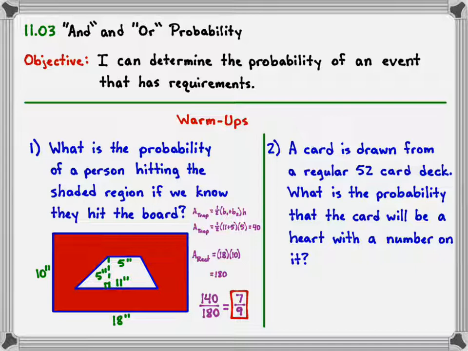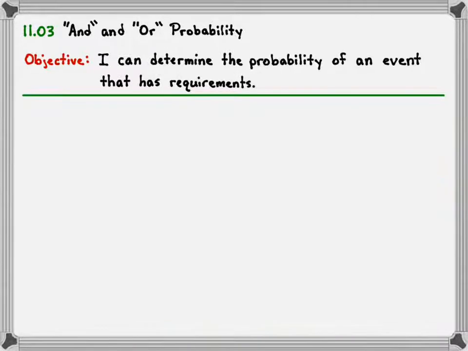It's an A. So if I was going to list out my event space, I would include 2, 3, 4, 5, 6, 7, 8, 9, 10 of all the hearts. So you can see that that's a total of 9 cards out of 52. 9 cards out of 52. That doesn't reduce, so we'll just leave it like that. If you converted it to a decimal or percentage, as long as it's equivalent to 9 out of 52, you're okay. Now with that said, let's go ahead and get into our lesson for today.